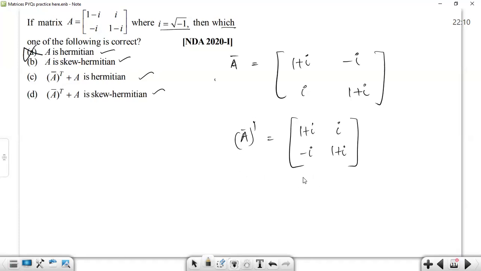Let's check for a skew Hermitian matrix. For that, it has to be equal to the negative of A. So let's find out minus of A. Let's change all the signs. Is it equal to this? Yes or no? Is this matrix equal to this or not?